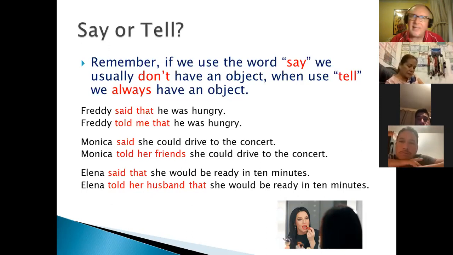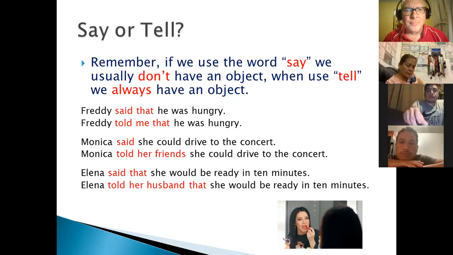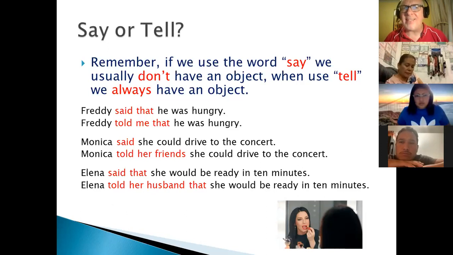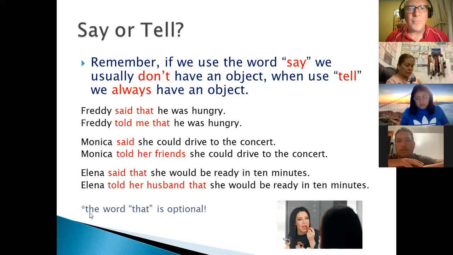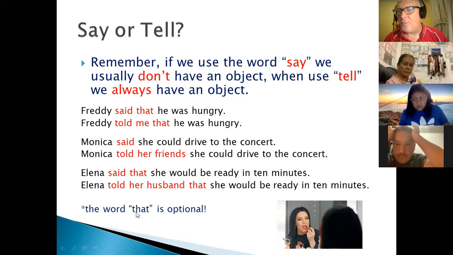Okay, so say and tell, one has an object, one doesn't. Now, sometimes people say, he said to me that blah, blah, blah. But it's very unusual. If I'm going to say me, I usually say, he told me. Okay? All right. And remember, whenever you say or tell, you can say that or not. It's optional. You can say it or don't say it.